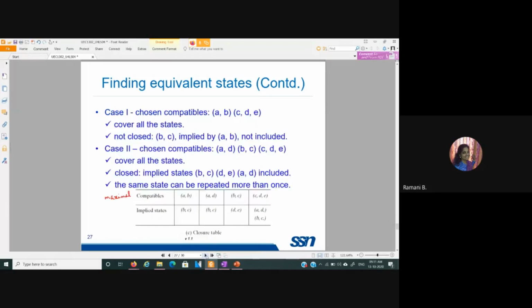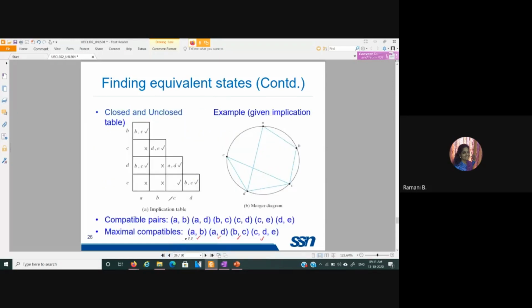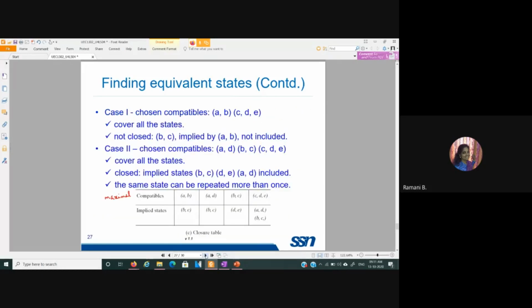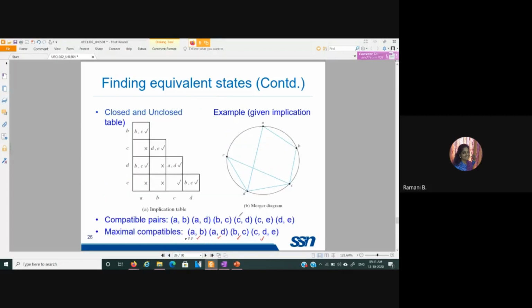So what we do is we write for A comma B, B comma C as the implied state, and for A comma D, B comma C is written as the implied state. Similarly, for B comma C, D comma E is the implied state. And this CDE is actually the combination of C comma D, D comma E, and C comma E. These three. This is the combination of getting C, D, and E. So we have to check that also.